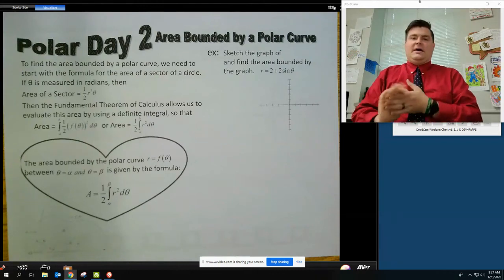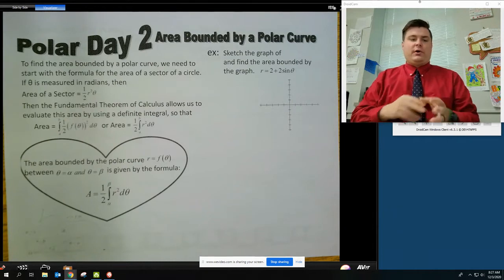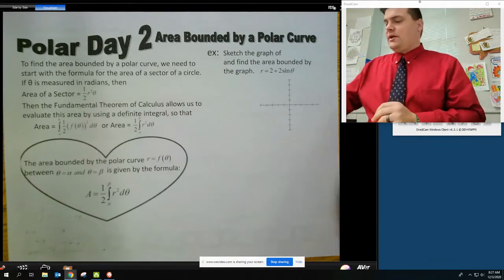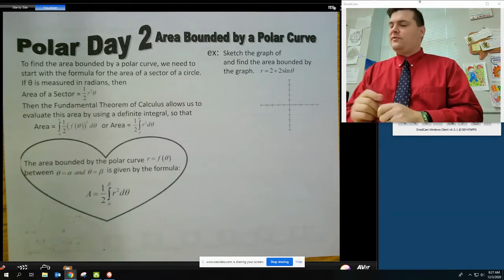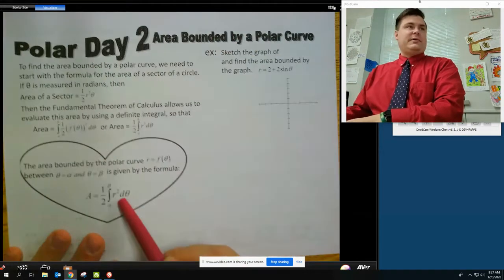Video here on more polar stuff for calculus. This is day 2 of polar. We're really focusing on area bounded by the polar curve for this one. So there's a couple area formulas. Well, really just one area formula you have to know here. So pretty much this is the formula you got to know right here.